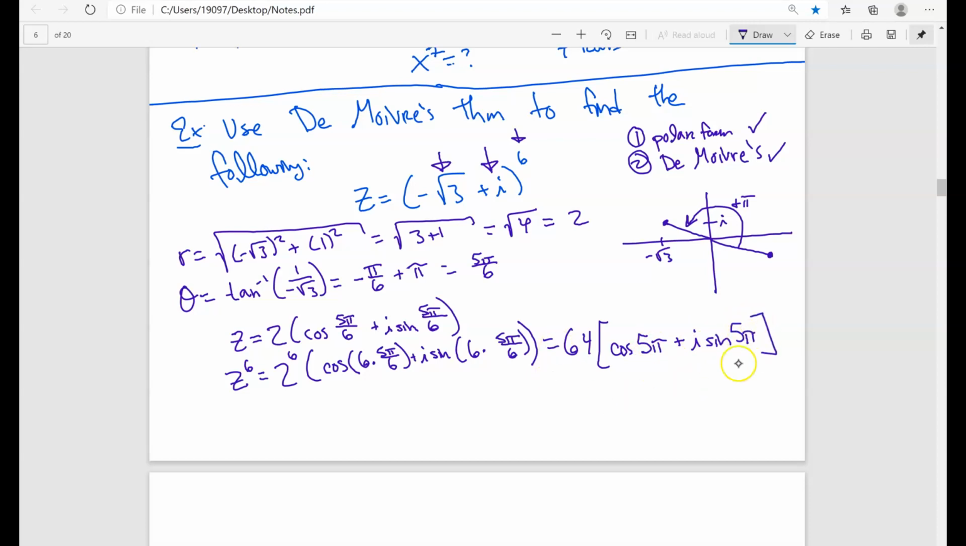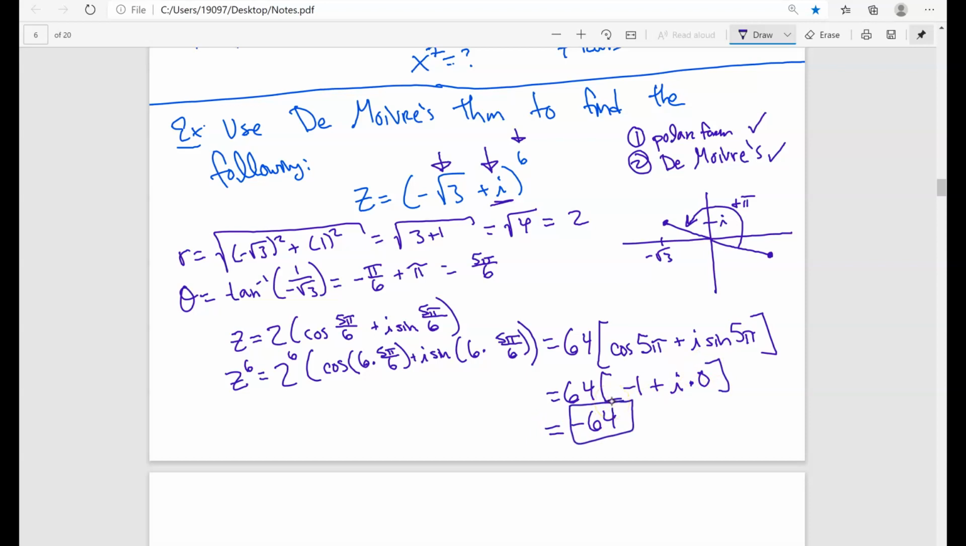Okay, so this essentially would be the answer, but since I want to FOIL everything out, since I want it in a complex form, let's go ahead and figure out what this guy's going to be. So now the cosine of 5 pi is just going to give me -1, and then the sine of 5 pi is just going to be 0. So when I solve for this, I'm going to get -64. That's going to be my solution.